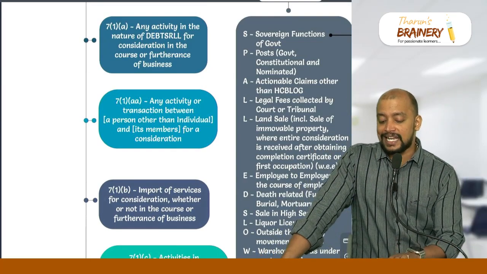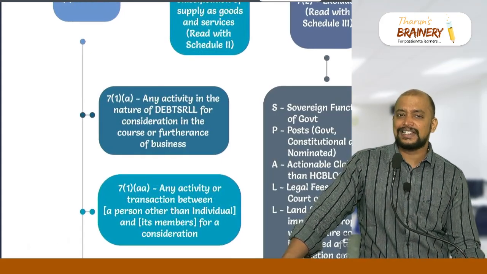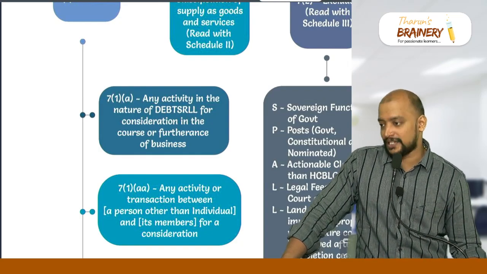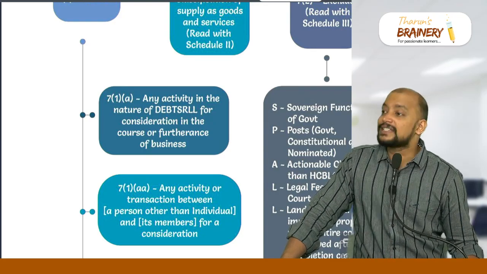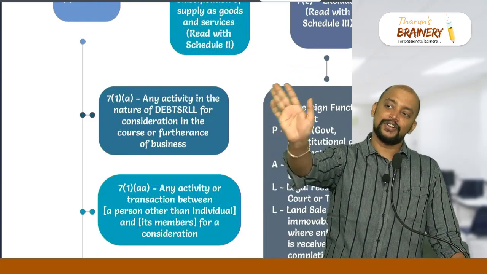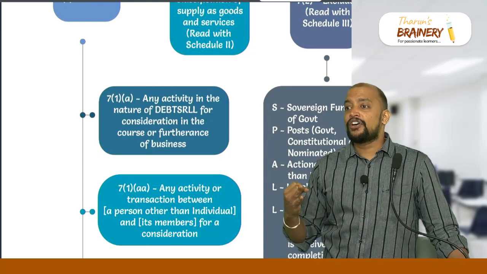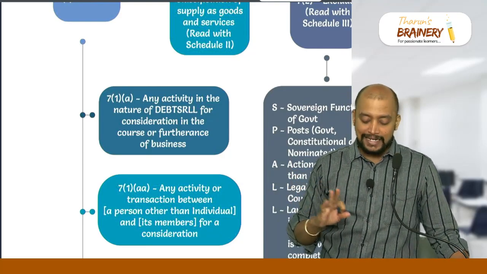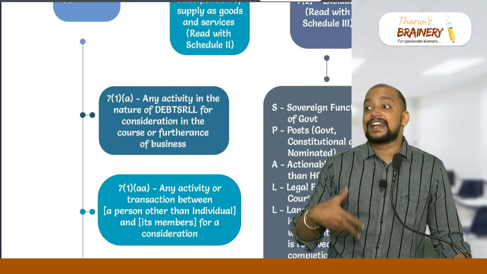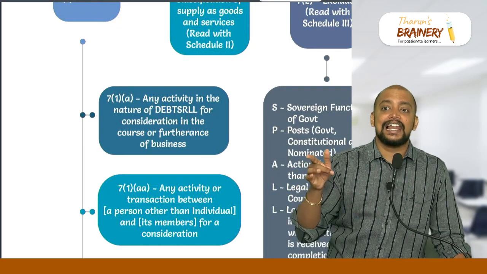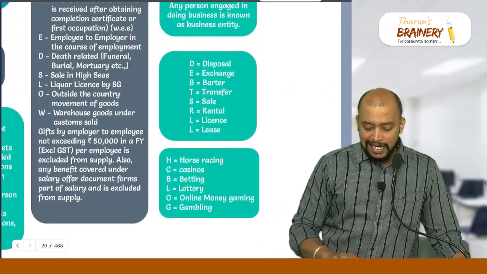Read Section 7(1)(a): any activity in the nature of DETBSRLL. What is this? D for disposal, E for exchange, B for barter, T for transfer, S for sale, R for rental, L for lease, another L for license. These activities, and you can see the meanings of these activities.